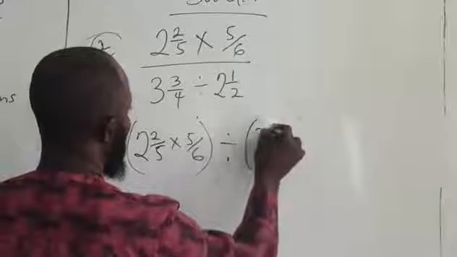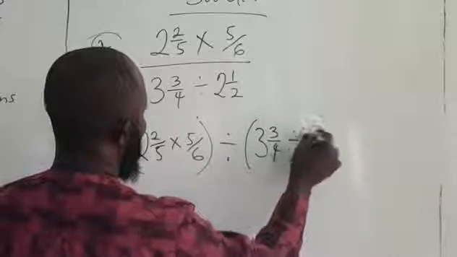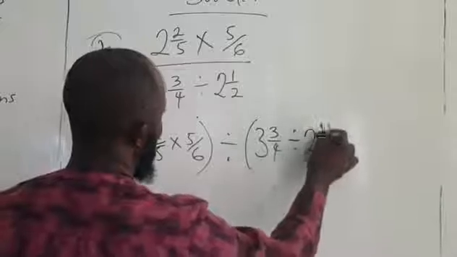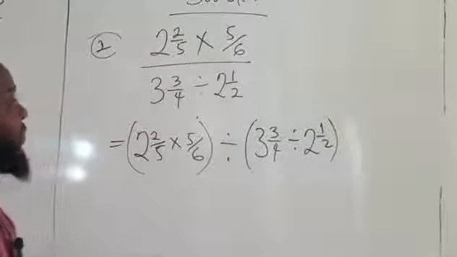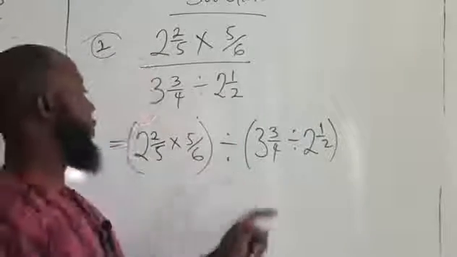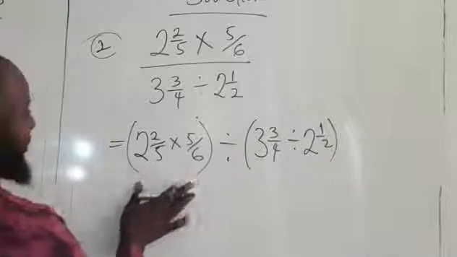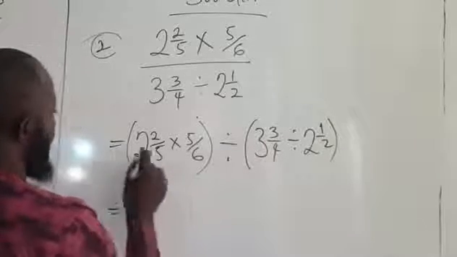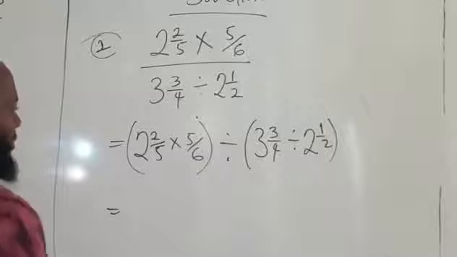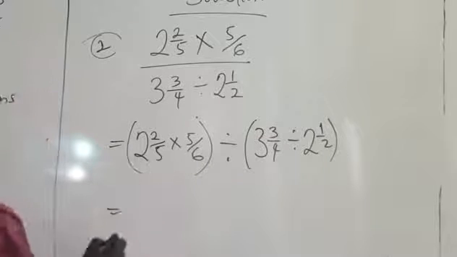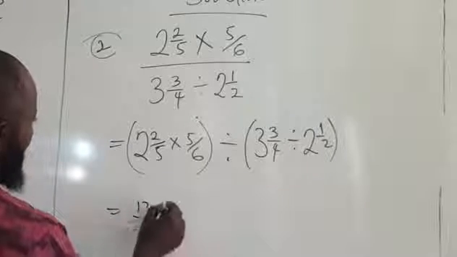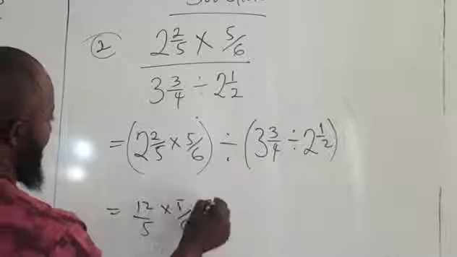3 whole number 3 over 4 divided by what? 2 whole number 1 over 2. You can see it's still the same thing. Because this line is a division line, we can solve them together now. So we change everything to improper fractions. 2 times 5 is 10, plus 2 is 12, so that is 12 over 5 times 5 over 6.